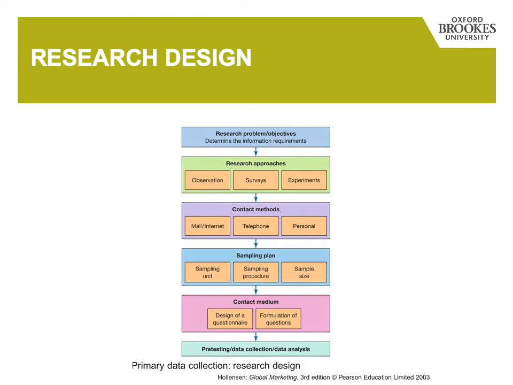Research design. The diagram illustrates a research flowchart. Research problem objectives: determine the information requirements. Research approaches: observation, surveys, experiments. Contact methods: mail, internet, telephone, personal. Sampling plan: sampling unit, sampling procedure. Sample size. Contact medium. Design of questionnaire. Formulation of questions. Pretesting. Data collection. Data analysis.